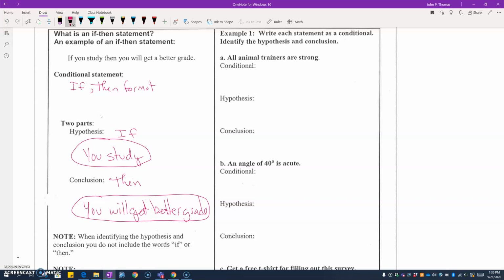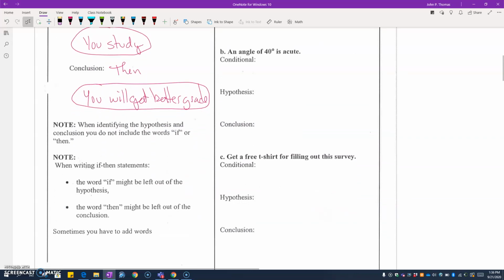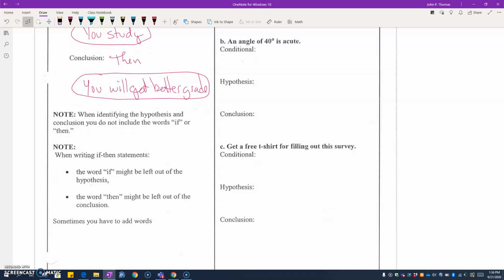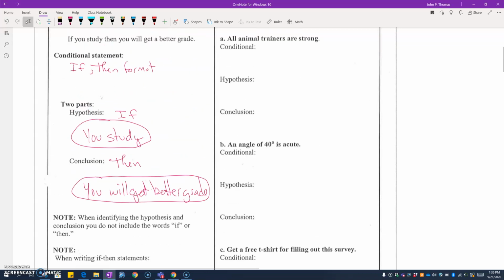Now notice with each of those, I did not write the if and the then with the actual hypothesis and conclusion. All right, so if we go ahead and we take a look through, sometimes we're going to find that these are written without an if-then, and we may have to add those in, and we'll see that in some of the examples over on the right.